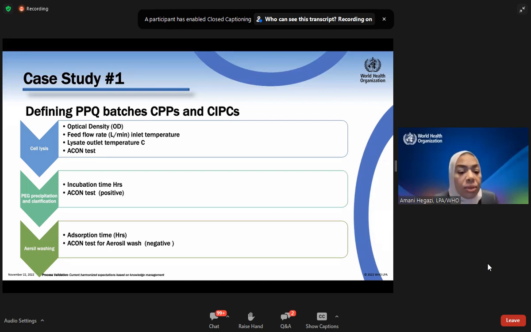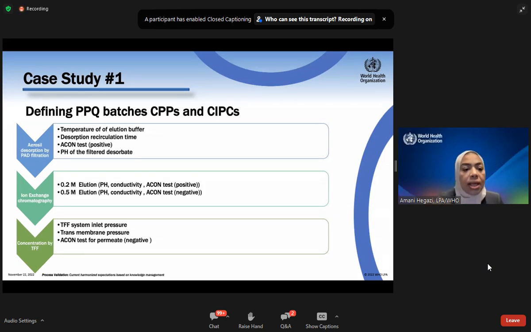Another purification step is the aerosol washing, which is reliant on the adsorption time. And as you know, the adsorption and desorption process is significantly influenced by the temperature, the contact time, the pH. So while washing and contact with the aerosol, the adsorption time is the critical process parameter, and verifying that the aerosol wash is free from any antigen using the Akon test is important in process control.